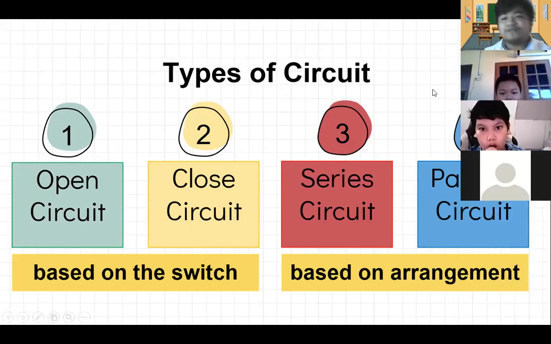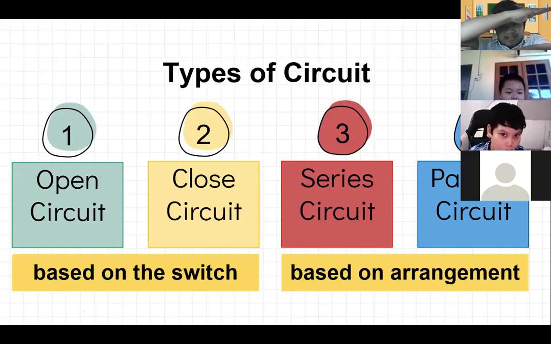Okay, very good. So for open circuit like this, the switch is open and so electricity cannot pass or flow through it, okay? But if we say closed circuit, then the light will work. Why? Because electricity can pass through or flow through the switch. Okay, very good. How about the difference between series circuit and parallel circuit? How are they different?